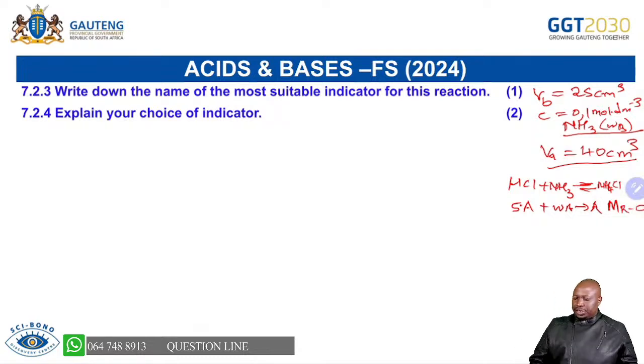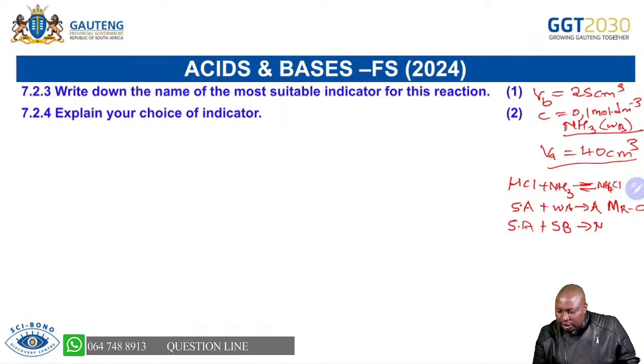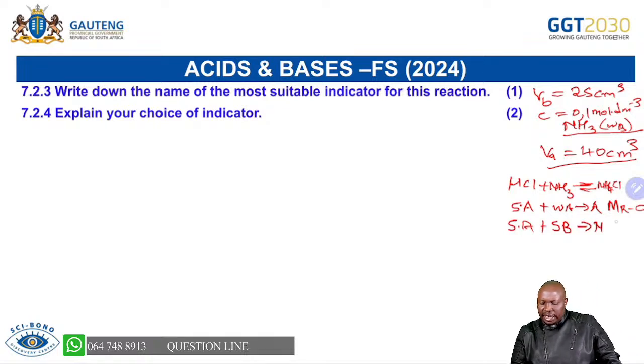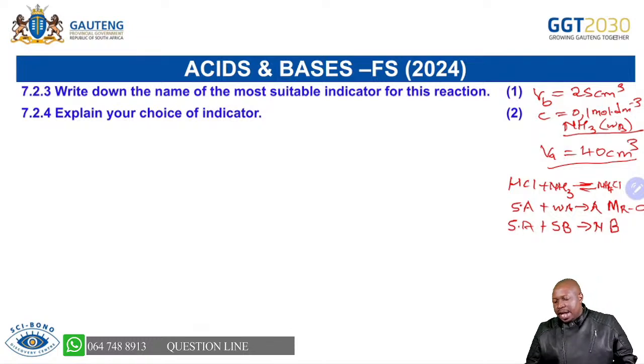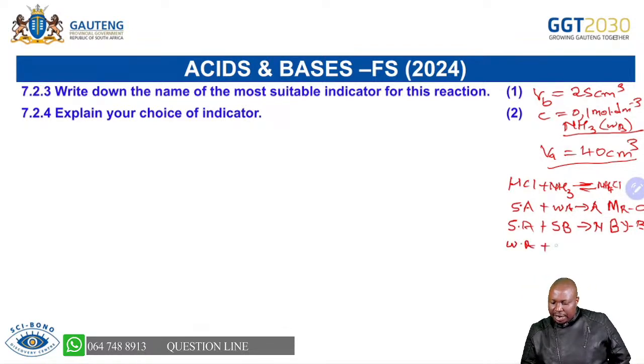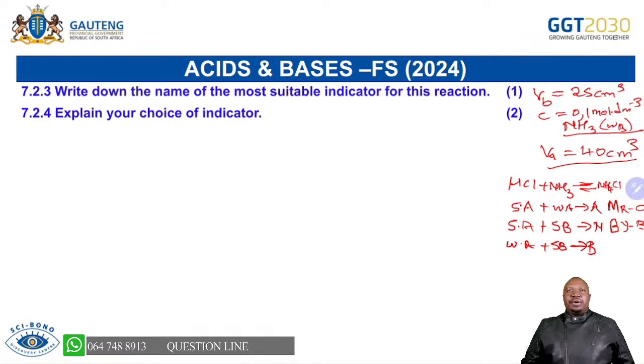From red to orange. And then if you are having a strong acid and a strong base, I'm reminding you, you are going to have a neutral solution. And the indicator that you'll use is bromothymol blue. Bromothymol blue is the indicator, and the color change is from yellow to blue. And then if you are having a weak acid and a strong base, your solution will be basic. And what is the indicator? It will be phenolphthalein. Phenolphthalein, I'll just write P.